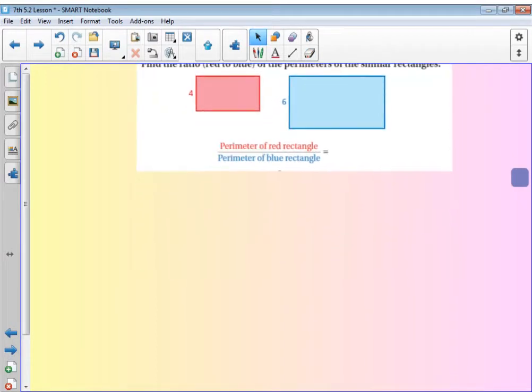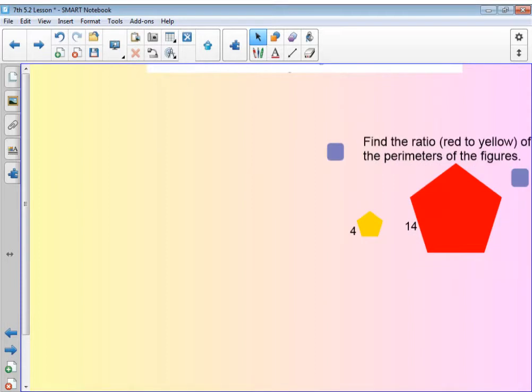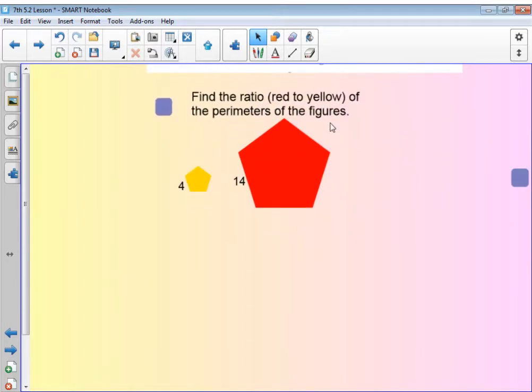Okay, so let's go ahead and try another one. Making sure that we are identifying the order that they are asked. Find the ratio of red to yellow of the perimeters of the figures. So keep in mind they asked red to yellow. So we have to do our red first. So our red was 14 to 4.